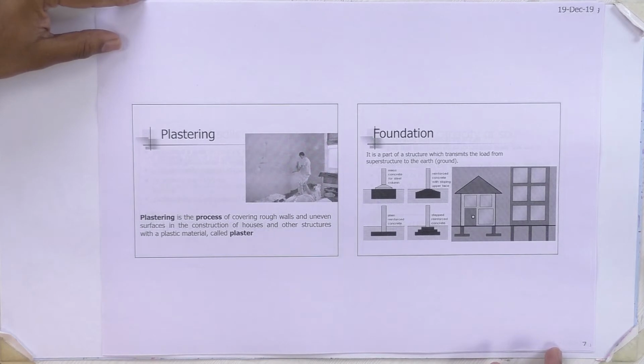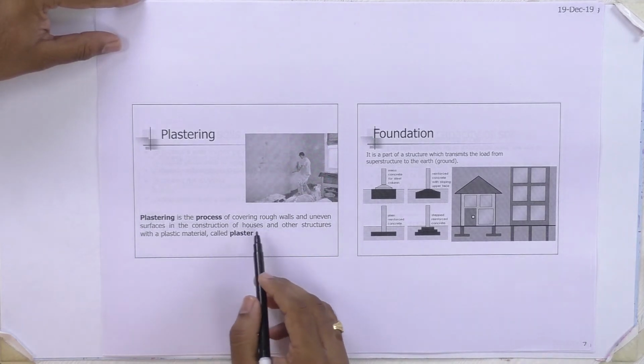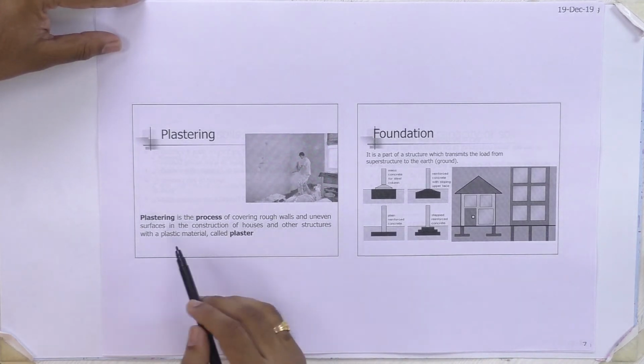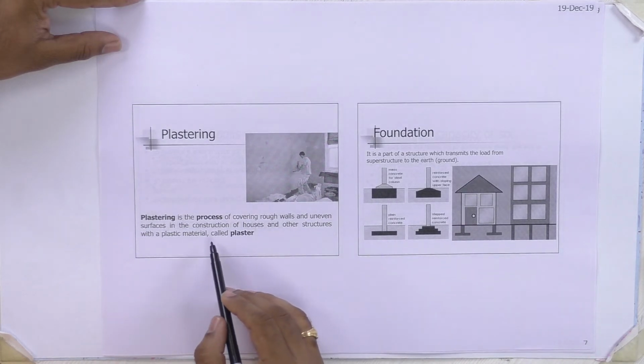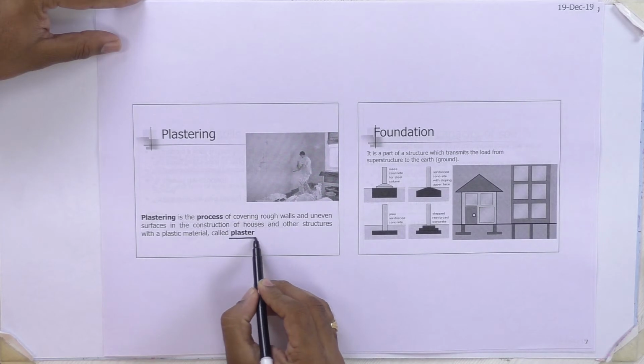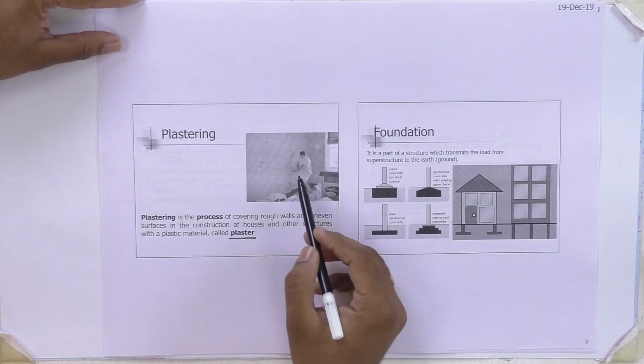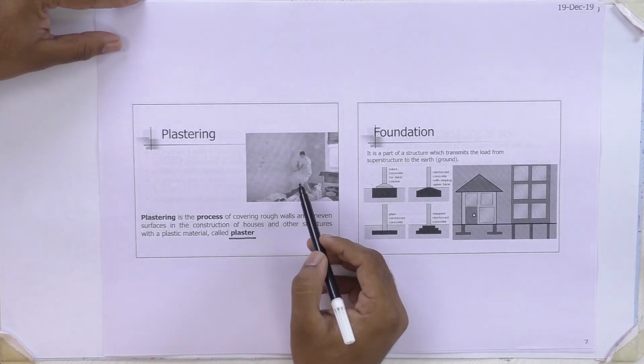And next parameter is plastering. Plastering is a process of covering rough walls and uneven surfaces in the construction of houses and other structures with a plastic material called plaster. So this one is plaster, which the labor is doing here.